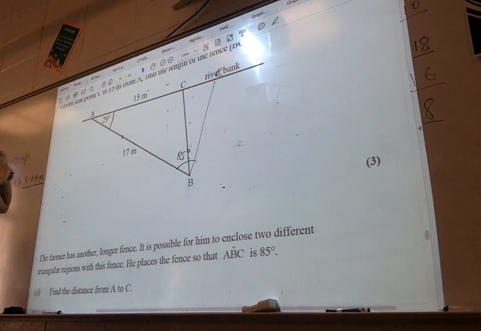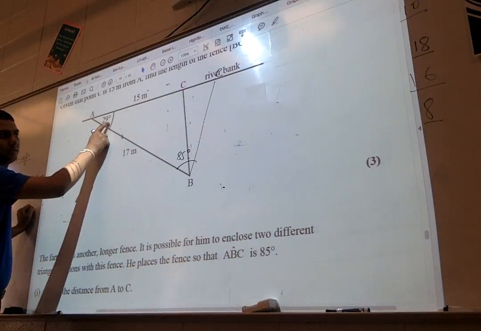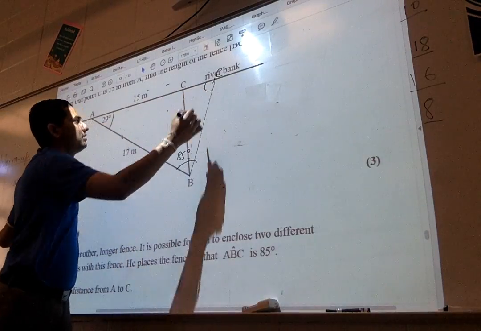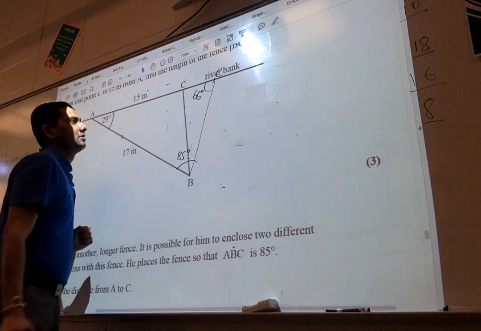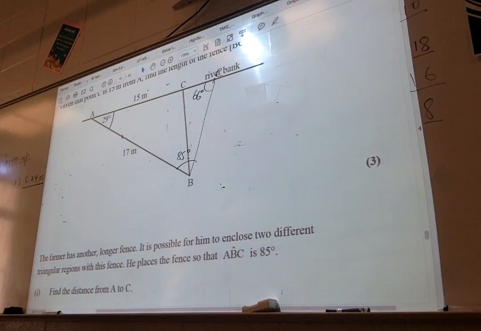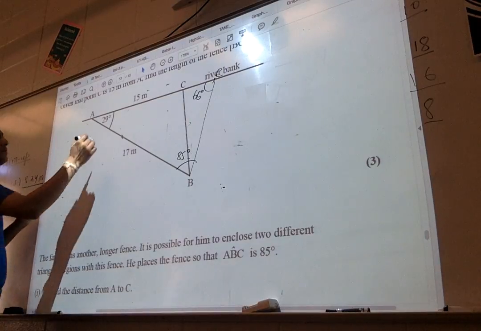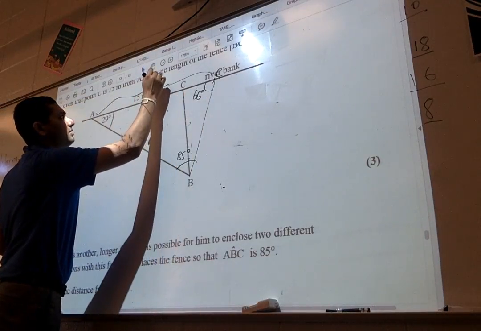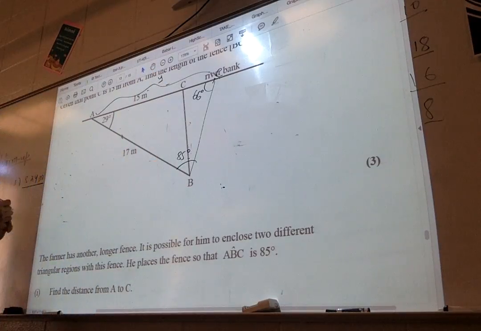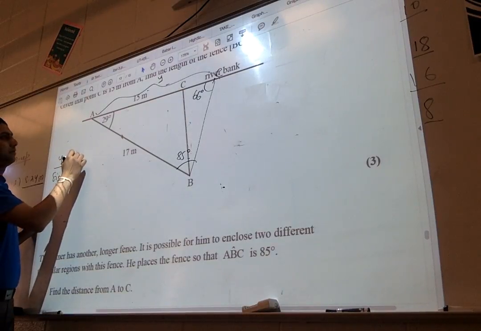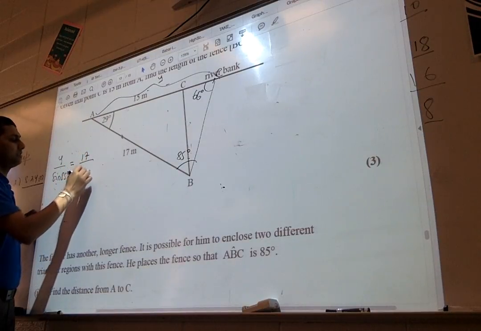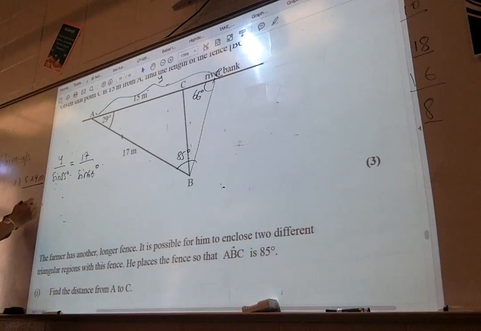That's what he's asking. So this is 29. This is 85. That means what is 180 minus 29 minus 85? 66 degrees. Now you can find the length of AC by using sine law, right? So this length, let that be y. So y over sine 85 is equal to 17 over sine 66. Solve for y. What is y equal to?